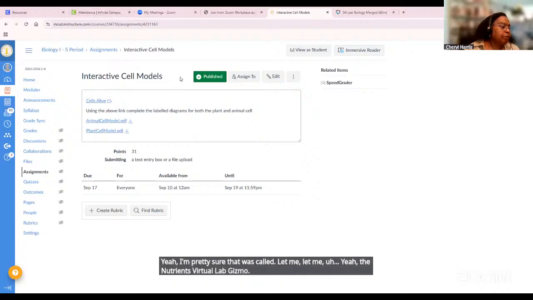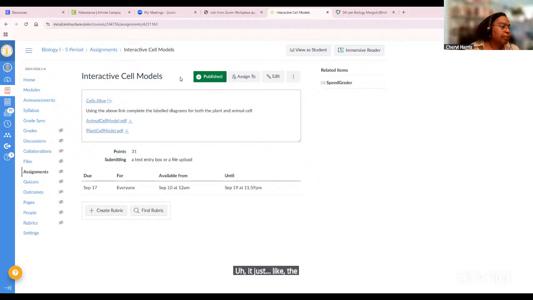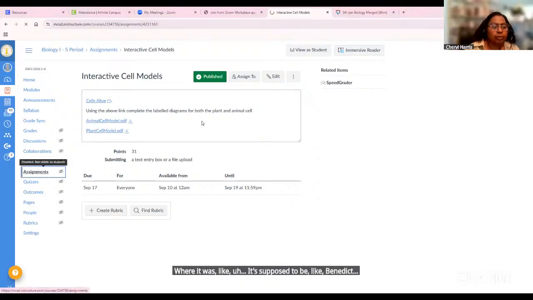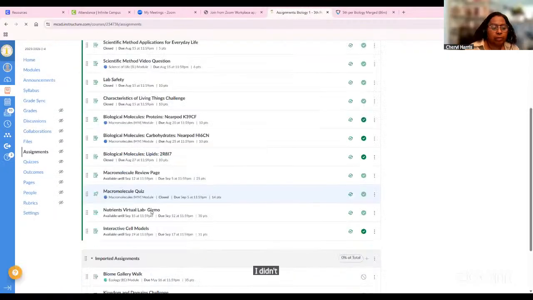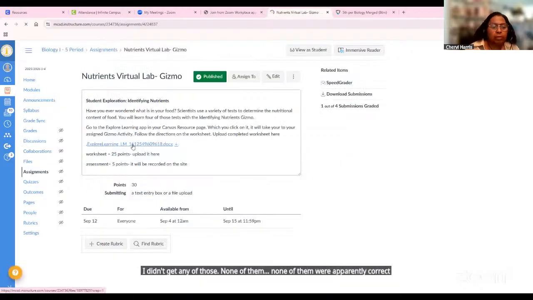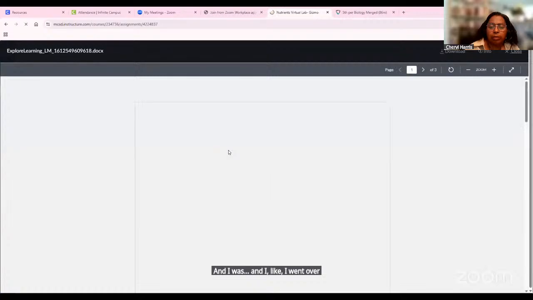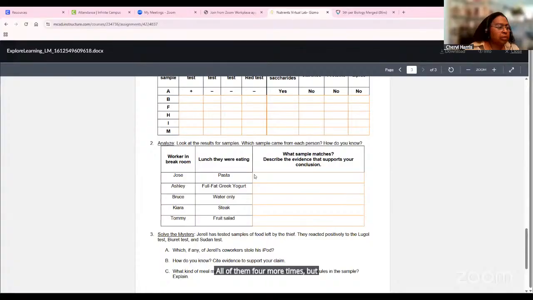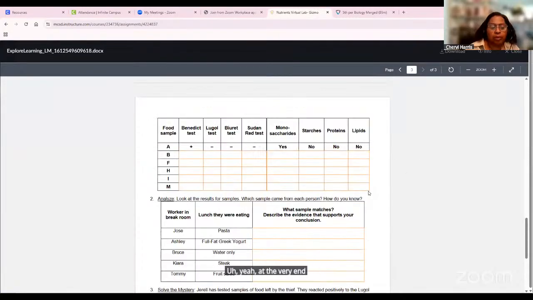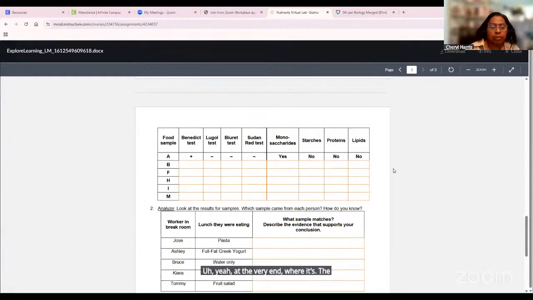The second to last question, where it's supposed to be Benedict, the Lugol, and the other one. I didn't get any of those. None of them were apparently correct. And I went over it four more times. I redid all of them four more times, but it just kept on saying I was wrong. Can you show me what you mean? Yeah, at the very end where it reacted positively to this Lugol chart right here.